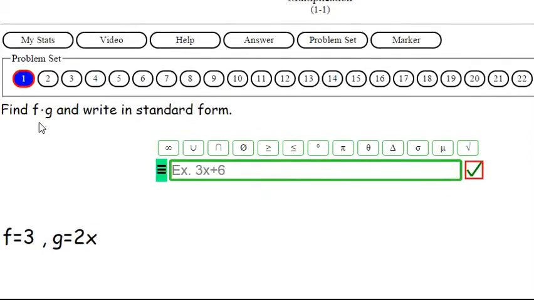Okay, so it says find f, and that dot right there means multiplication. So find f times g, and then write in standard form. Okay, so we have f is equal to 3 and g is equal to 2x. So we'll go over here to the whiteboard and get that written up.